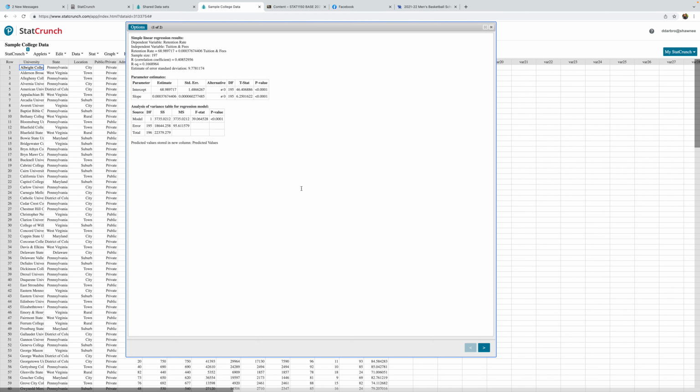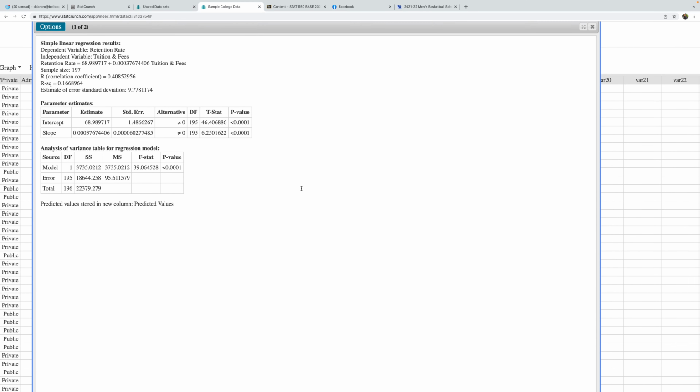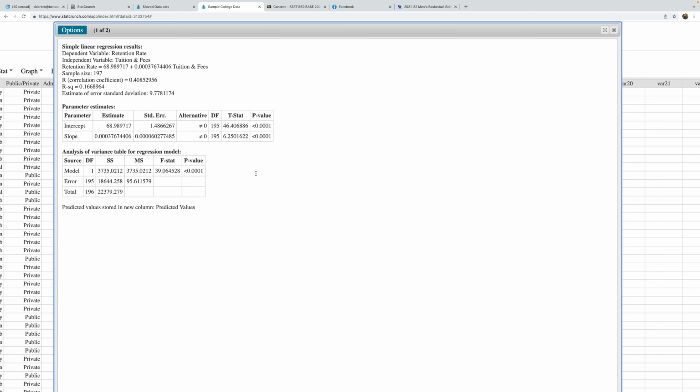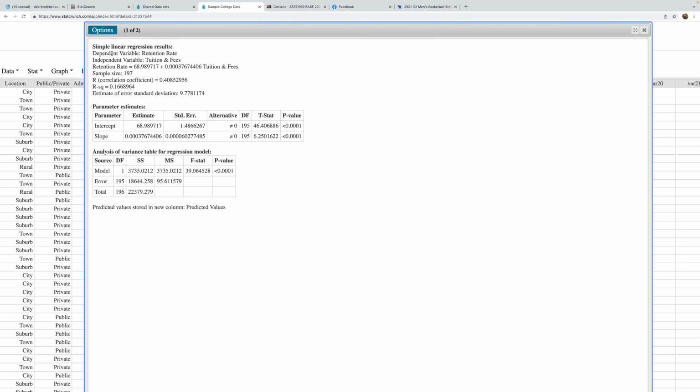Now, when I come back to this, let me make this a little larger so we can see it and I can highlight some things. First of all, my dependent variable, my Y, is retention rate. I always double check these and make sure you didn't get them reversed. If you get them reversed, you get the wrong answer and you miss the question.